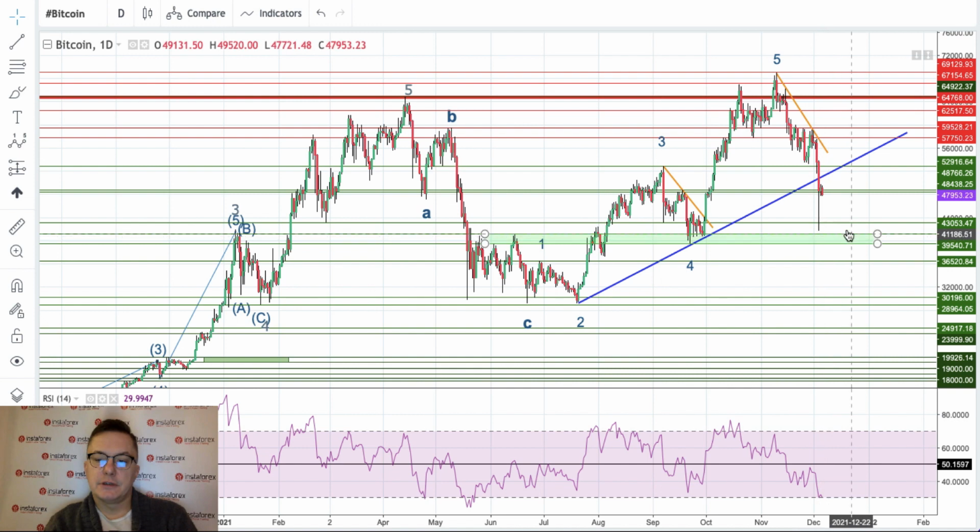Please pay attention to the demand zone here, because if we close below this zone, then we are going straight down towards $30,000 on Bitcoin. So to be or not to be for Bitcoin is this little narrow green zone here between 38,540 and $41,188.